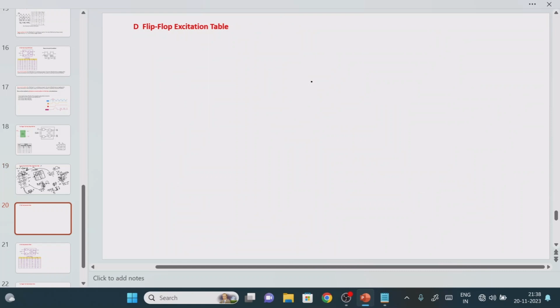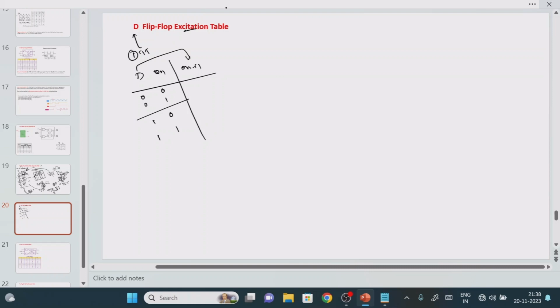Next, what is the D flip-flop? For the D flip-flop we need to find the excitation table or application table, right? So what is the first step? We need to draw the truth table for the D flip-flop, right? So what is the truth table? qn plus 1, right? Either it may be 0 input or 1 input. What is the assumption? 0 1. D flip-flop means input equal to output, right? So 0 0 1 1. This is the D flip-flop truth table, right?